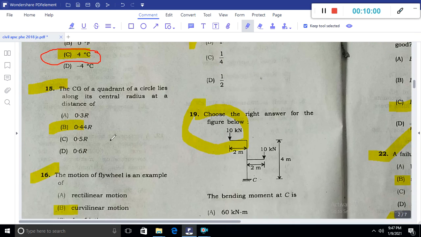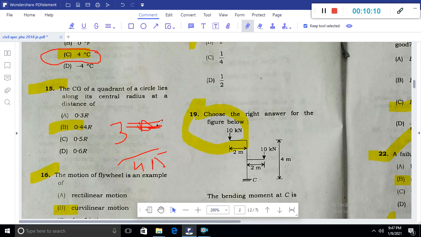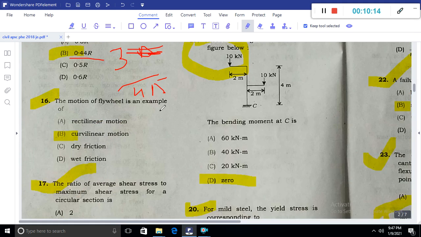Then the CG of a quadrant, it is basically the quadrant of a circle, lies along the center at radius 4r by 3π. Then we get 0.424r. The motion of a flywheel is curvilinear motion.